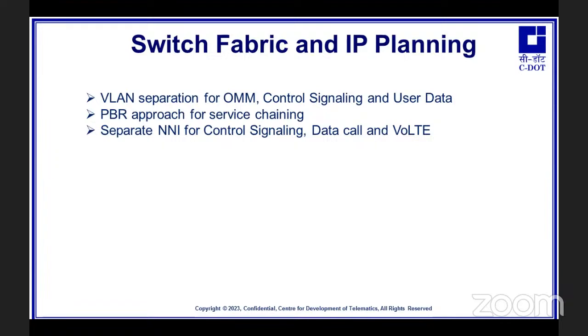Then we are also using different NNIs, because the IPs need to be whitelisted at the BSNL end also. So we are taking care of the public IPs which we use to communicate with the existing BSNL node. We are using that type of IPs, and we are planning that way only.